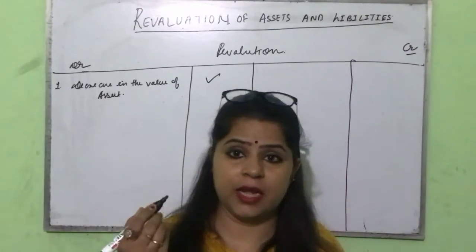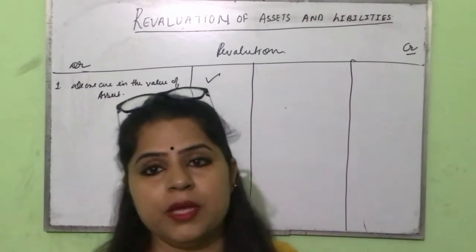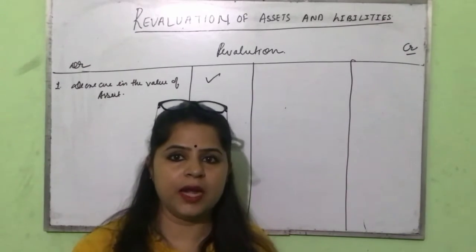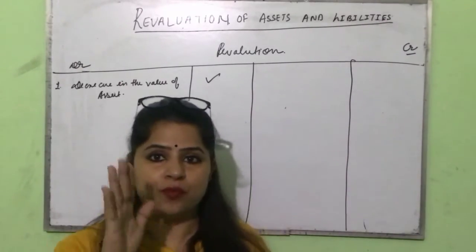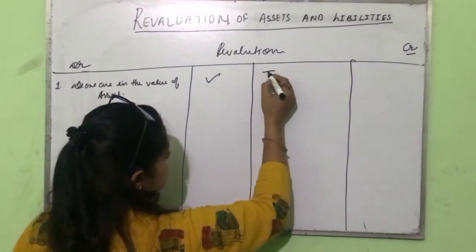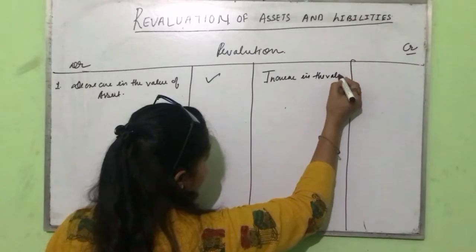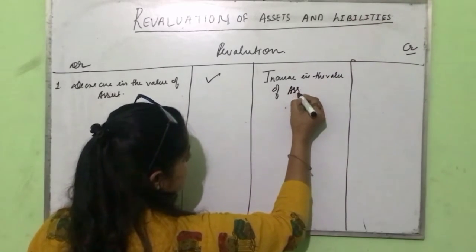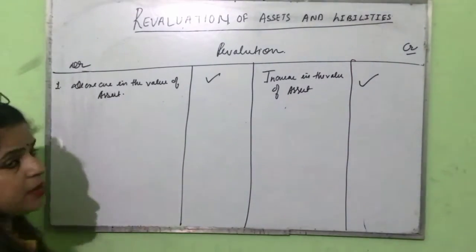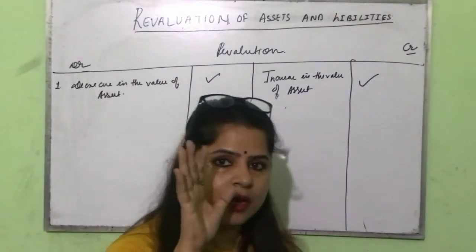Similarly, if the asset can decrease, then asset can increase also. Like last year, the value of land is 5 lakh rupees and now the value of land is 6 lakh rupees. It means the value of land is increased by 1 lakh rupees. So whenever asset decreases, it will always be recorded in the debit side. But when asset increases, increase in the value of asset, it will always be recorded in the credit side. So number 1, decrease in the value of asset is recorded in the debit side, increase in the value of asset will be recorded in the credit side.